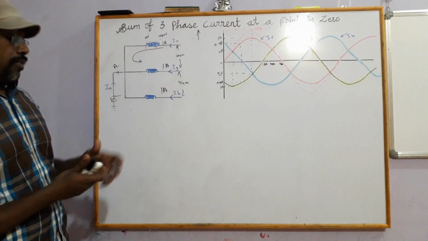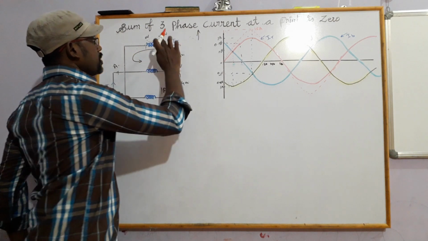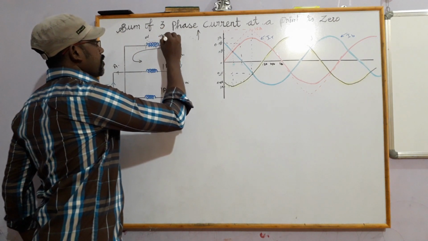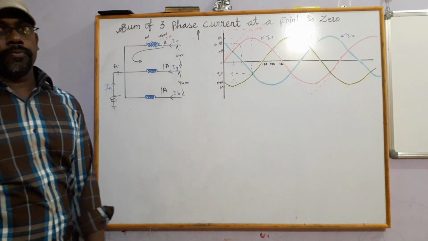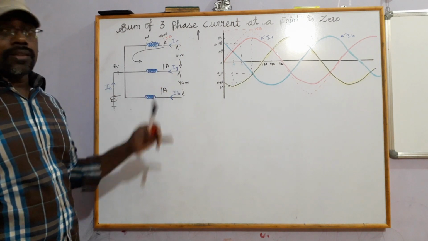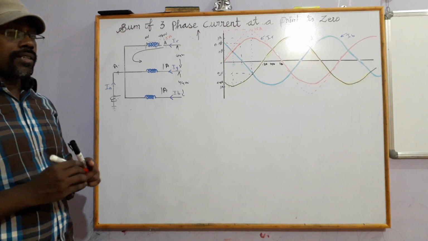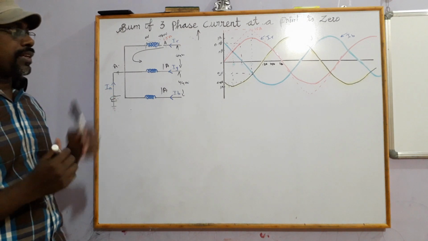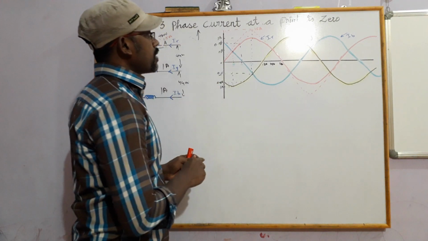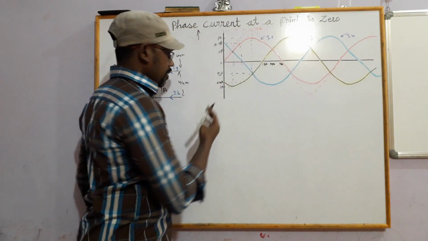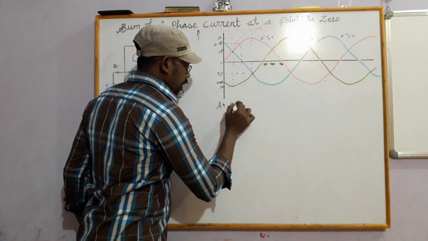That is, in R phase we are considering an unbalanced current of 1.5, and the remaining two phases have 1 amp. In this condition, how will the neutral current be? We will check now. In this case, I am going to consider 90 degrees. It will be easy at 90 degrees.